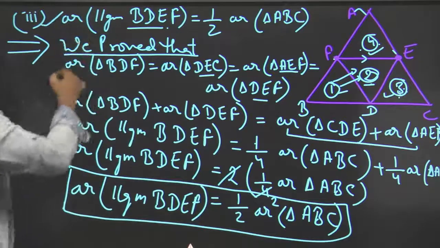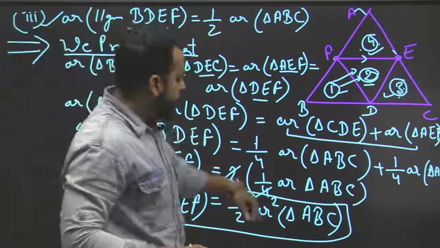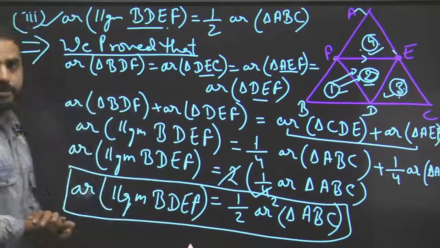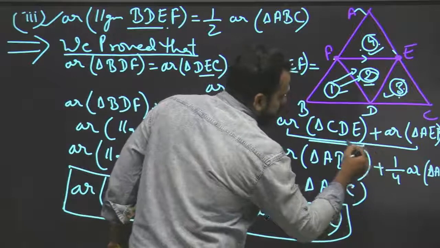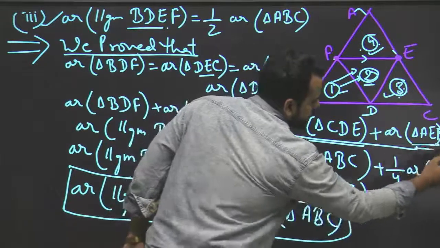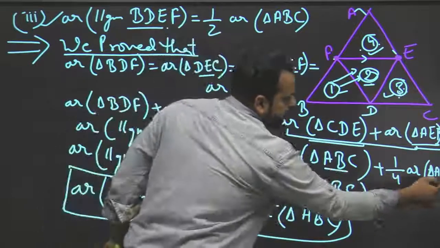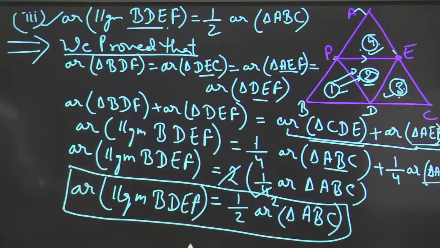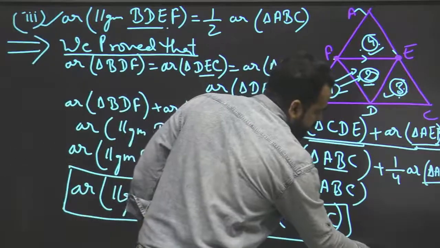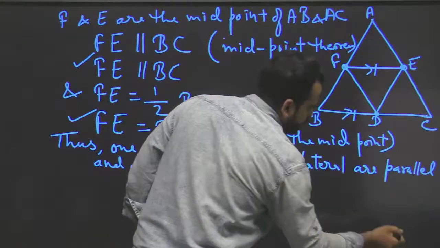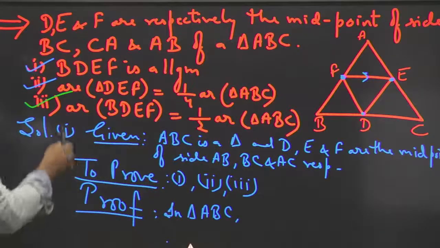Look at this third portion, the area of the parallelogram BDEF is equal to half of the area of the triangle ABC. Okay, so here you need to be careful that whatever triangle you are taking is compared to the full triangle ABC. All right, let me explain it again. We proved these 3 points.